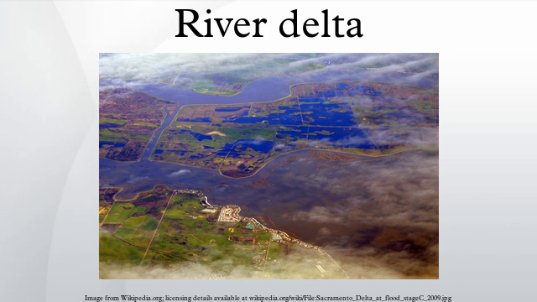Topset beds are subdivided into two regions, the upper delta plain and the lower delta plain. The upper delta plain is unaffected by the tide, while the boundary with the lower delta plain is defined by the upper limit of tidal influence.